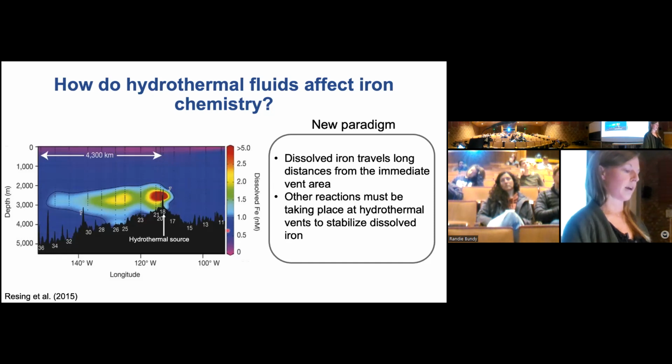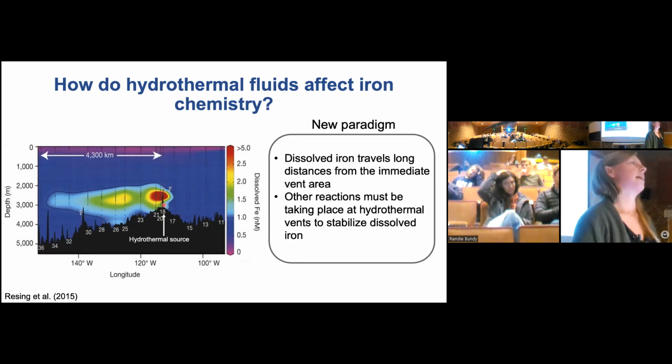The colors are dissolved iron in seawater from 0 to about 5 to 10 nanomolar, from the surface down to 5,000 meters. And this is right where they crossed the hydrothermal ridge axis, and they saw this huge plume of dissolved iron that went 4,000 kilometers away from the vent. So this was super surprising, and we had never seen this before.